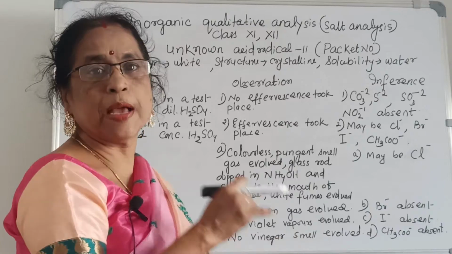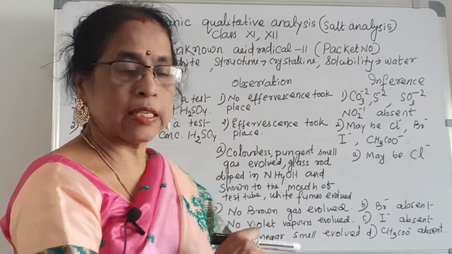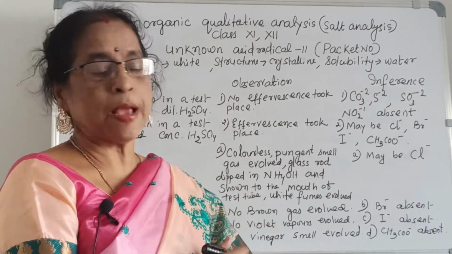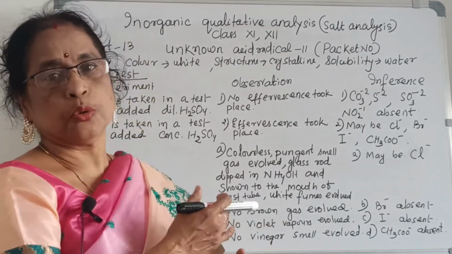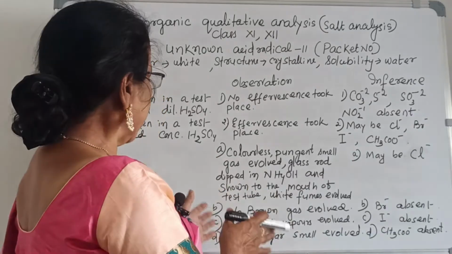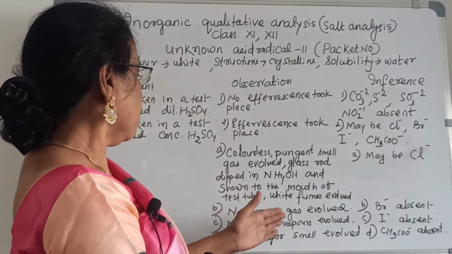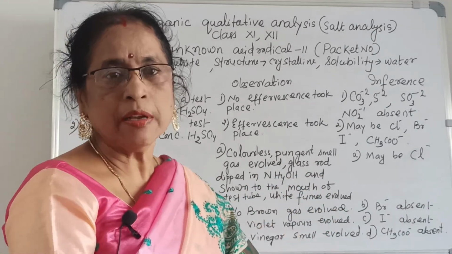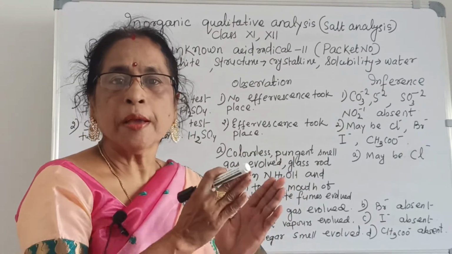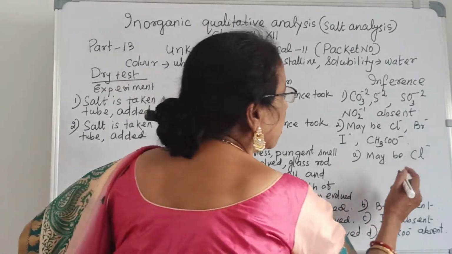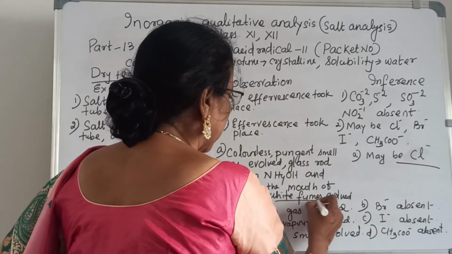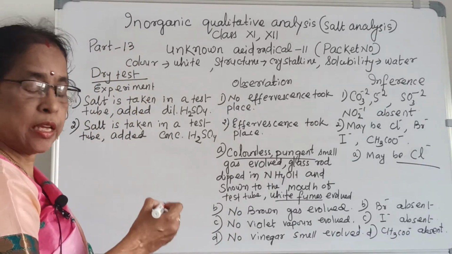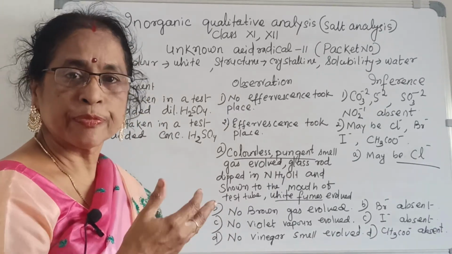And no vinegar smell observed. I observe the smell of the gas here. Everywhere there is a pungent smell, but here also a pungent, but it is a known smell, that is vinegar smell. So acetate absent. That means I can observe here that no brown gas evolves, no violet vapors evolve, and no vinegar smell evolves. That means it is surely maybe chloride. It is surely maybe chloride because white fumes are obtained and here a colorless pungent smell gas evolves. That is why it may be chloride.